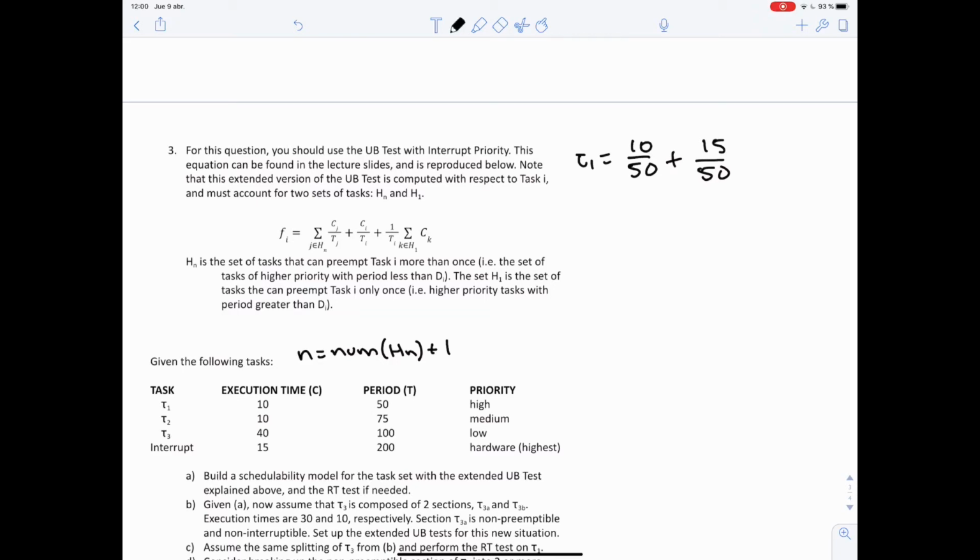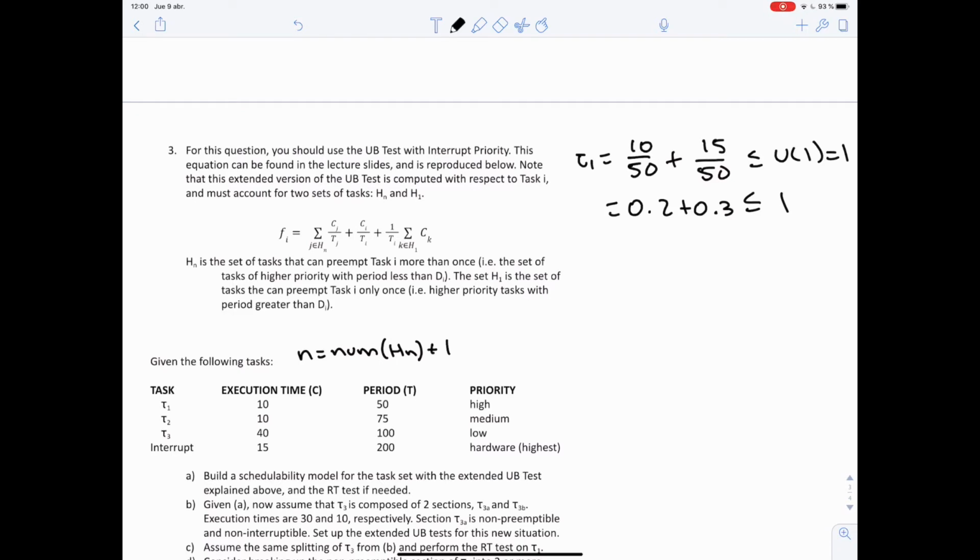And to find the utilization bound that we're going to use, we have to recalculate the N with the following equation right here. So it is the number of tasks in HN plus 1. There are no tasks in HN for this particular one, so we just have a N equal to 1 for this one. So we check if this is less than U1, which is just 1. And let's see if that's the case. And I think that is the case because we have 0.2 plus 0.3, and that is less than 1.